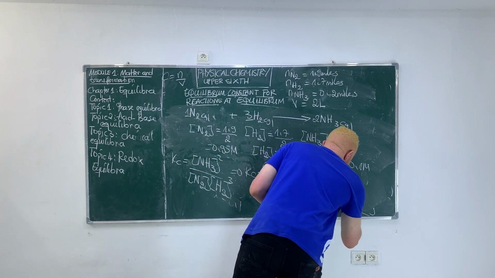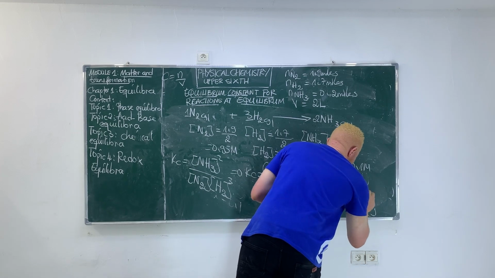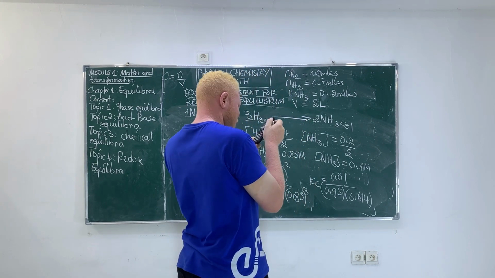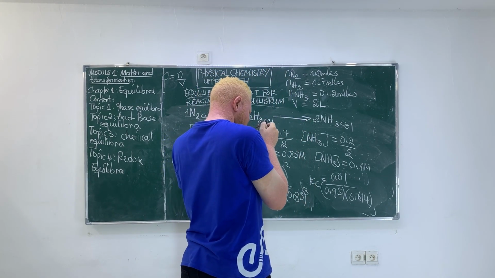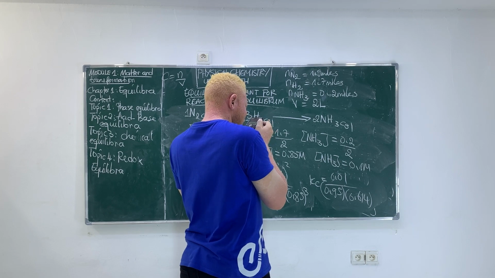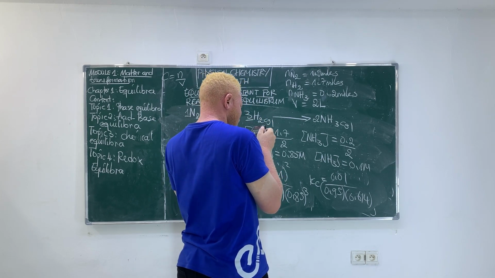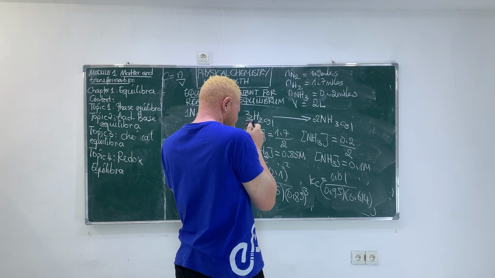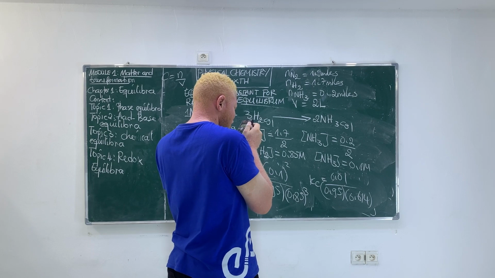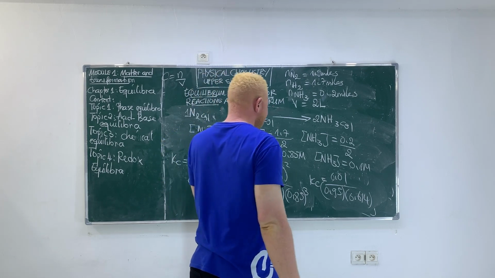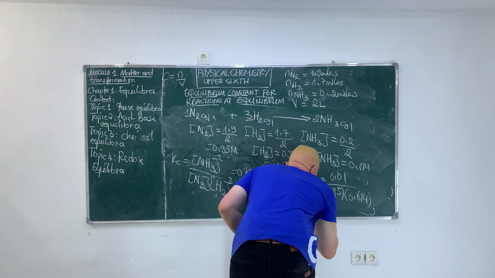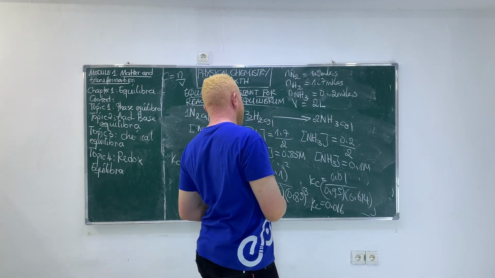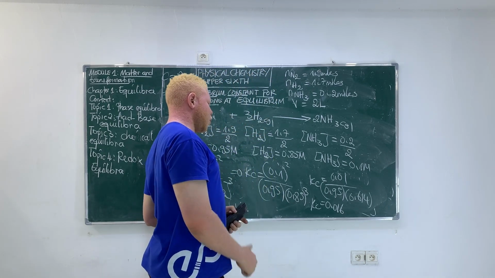0.61 times 0.95 gives 0.59. So I have 0.016 for Kc, 0.286. And in this case we are going to look for the unit.